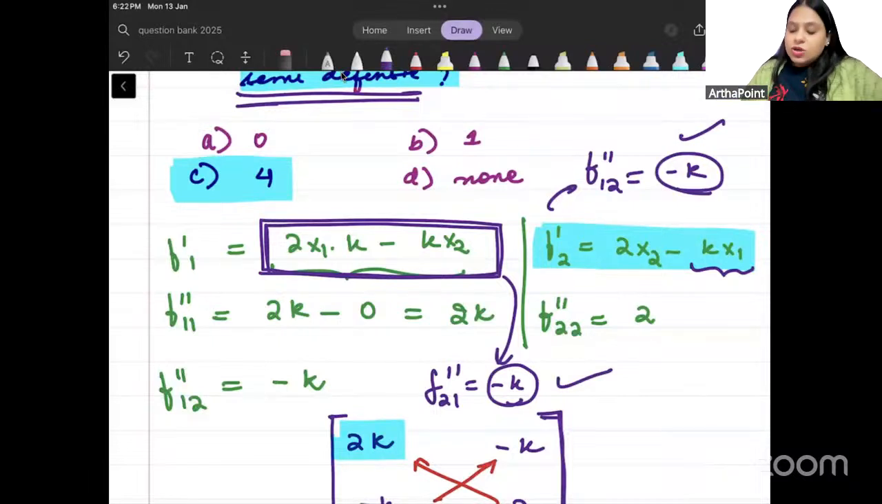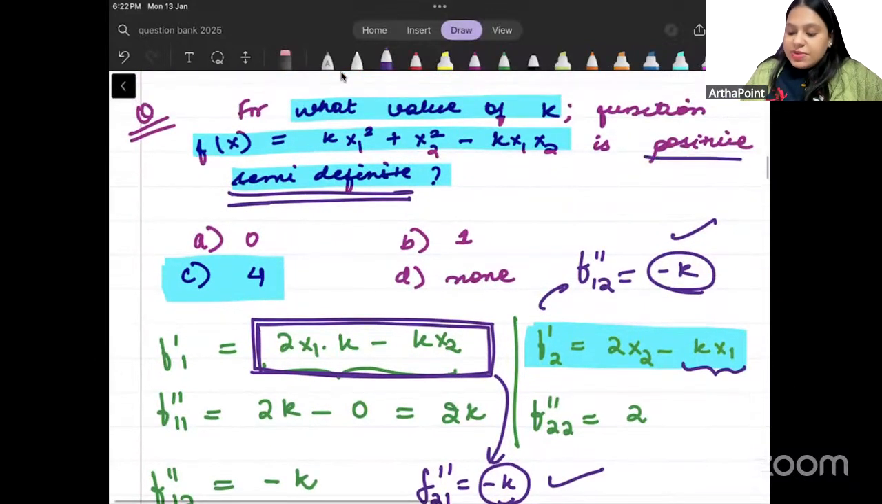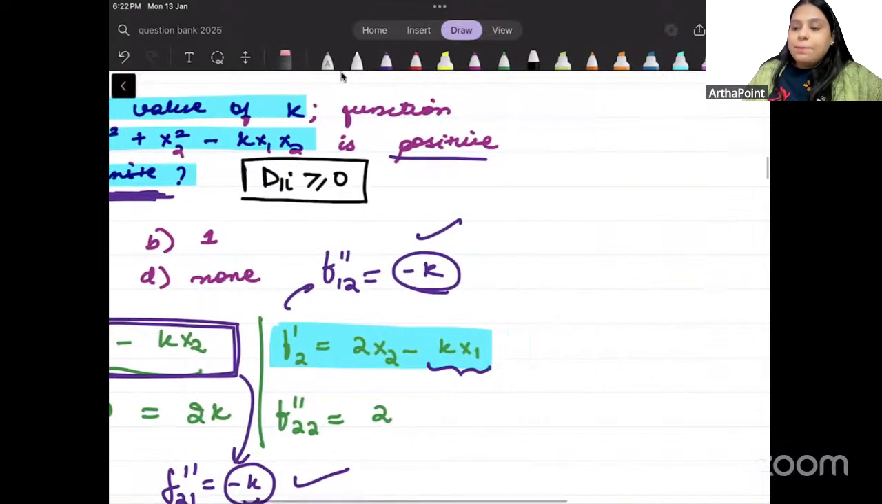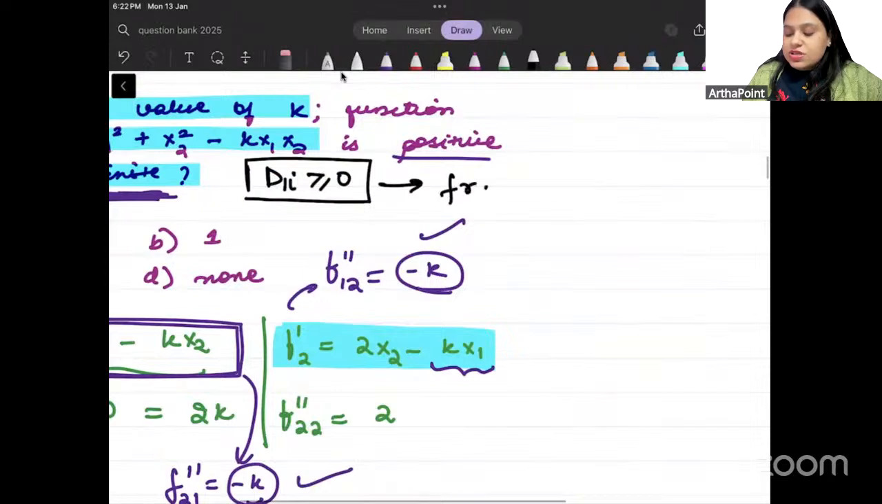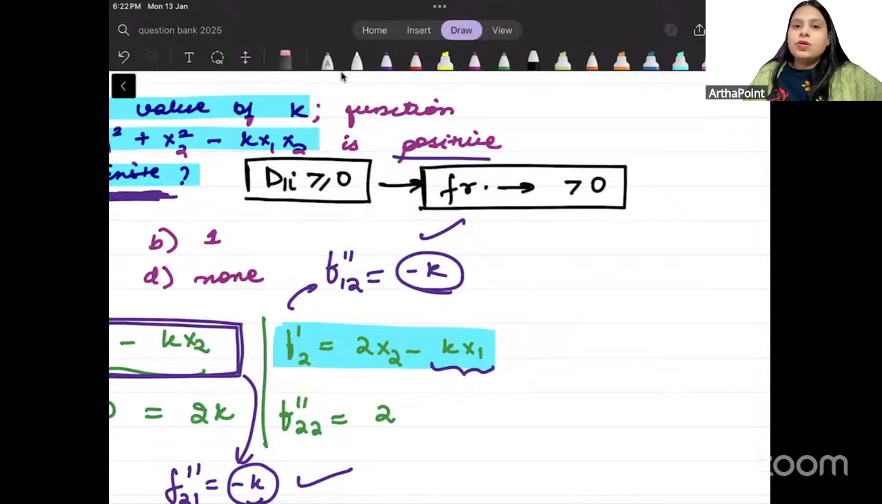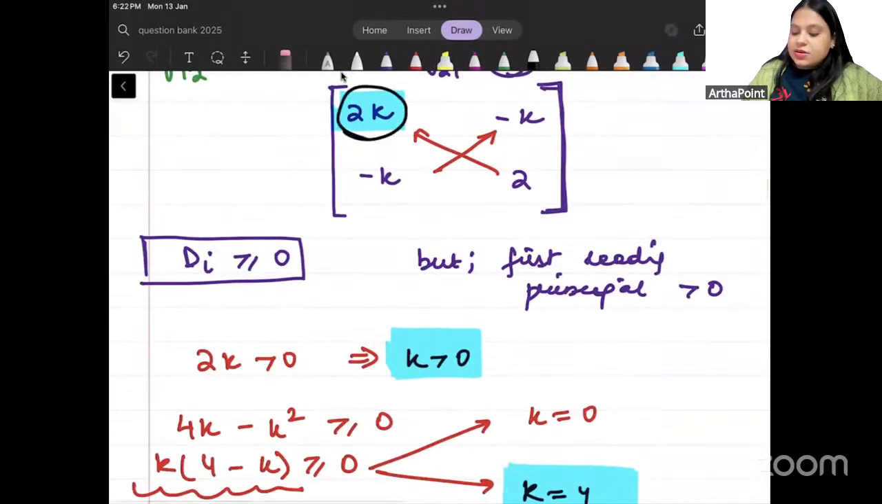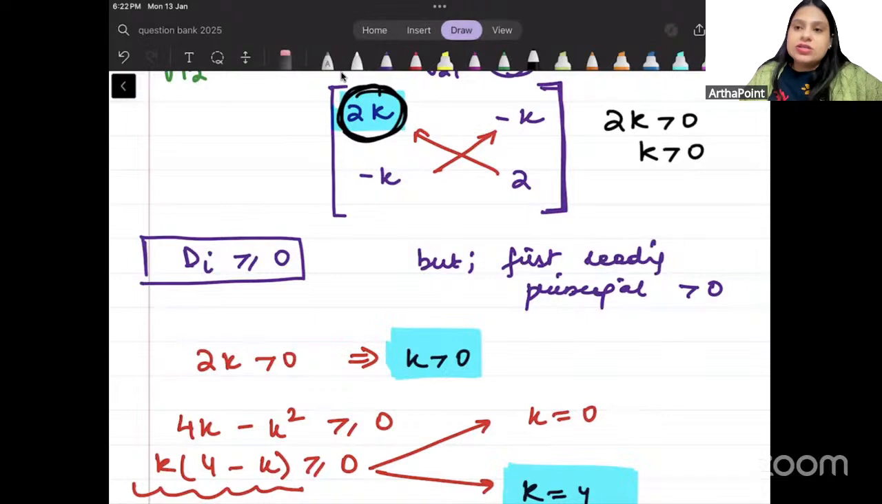Last part. So we need positive semi-definite. Now, positive semi-definite says that we need all leading principal minors to be greater than or equal to 0. But my first leading principal minor should be strictly greater than 0. Right? So I need that my first leading principal minor, that means this, it should be strictly greater than 0. So k needs to be strictly greater than 0.